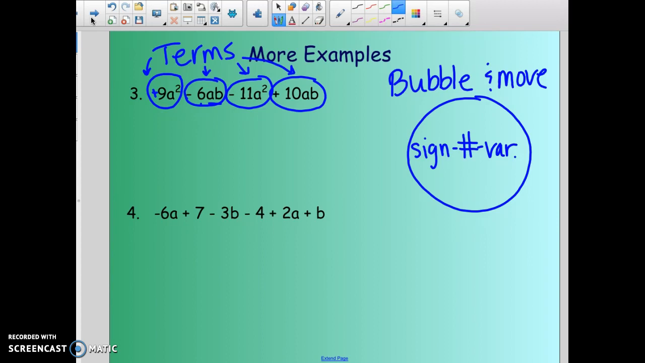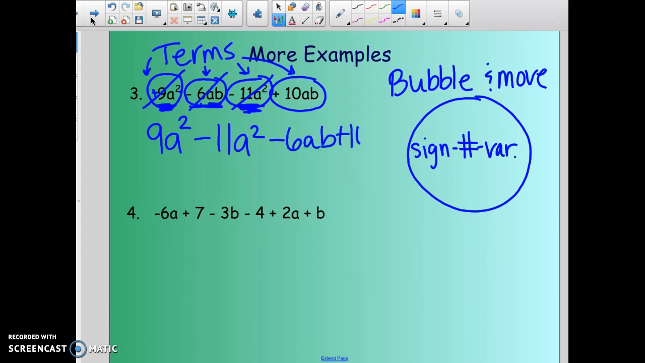When we move, we're going to bubble and move. We're going to move our like terms together. We normally do this in alphabetical order. So 9a to the second power and 11a to the second power, those have the same variable and exponent, so we can put those together. We're going to rewrite our problem. We're going to use 9a to the second power. Once I use it, I'm going to mark it out. And then we're going to put our other a to the second power, minus 11a to the second power, and mark it out. Then we're going to finish the problem by putting, at the end, negative 6ab and positive 10ab.